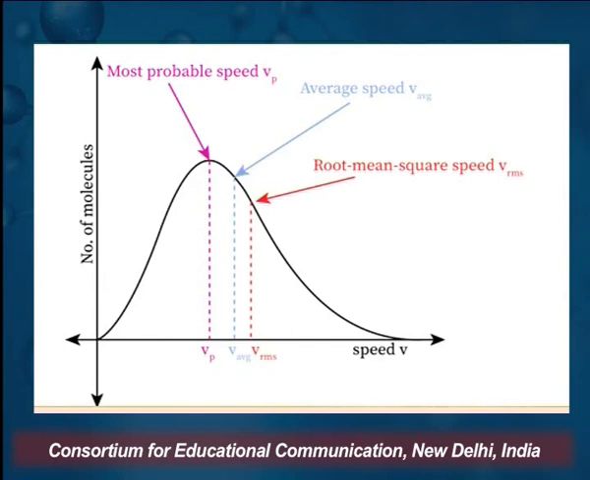Now this graph is showing the points of occurrence of three speeds: the most probable speed, the average speed, and the root mean square speed. I will shortly be deriving all the expressions for these three speeds, but as you can see from the graph itself, Vrms is greater than the average speed, and the average speed is greater than the most probable speed. This means that the most probable speed is the smallest of the three. So let me now derive the three kinds of speed to bring out the difference between them.